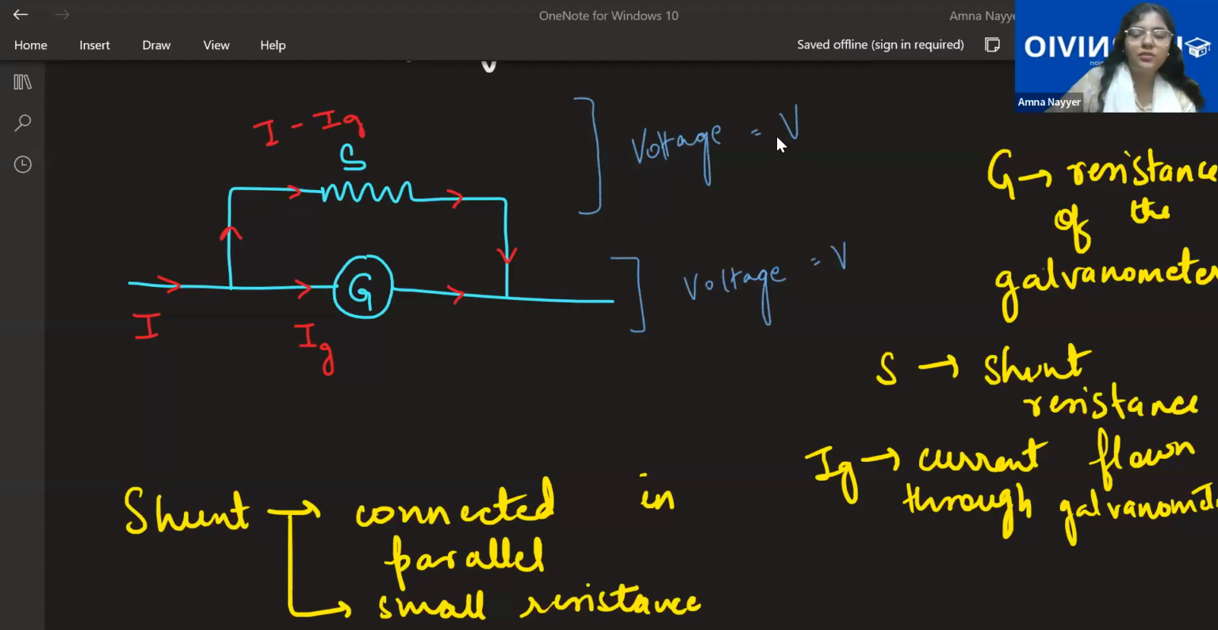What is the value of this V? It is I minus Ig into S. And what's the voltage here?